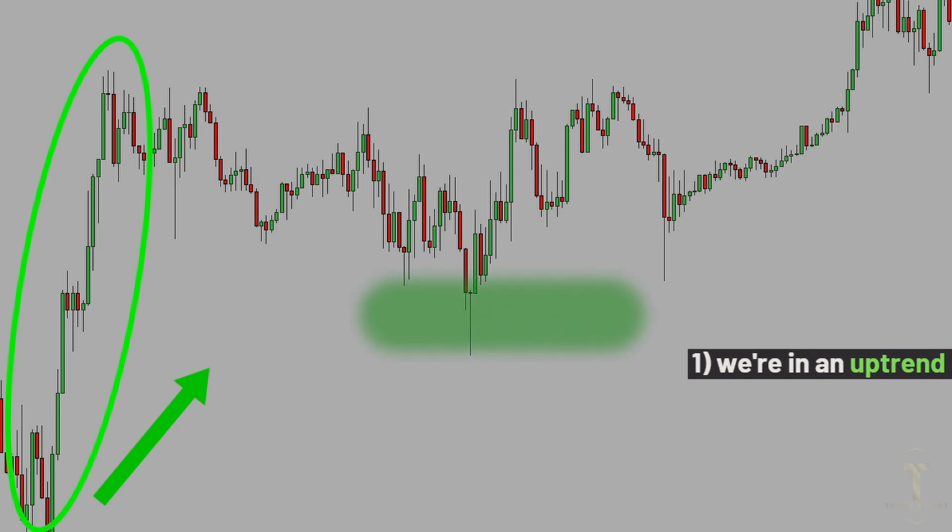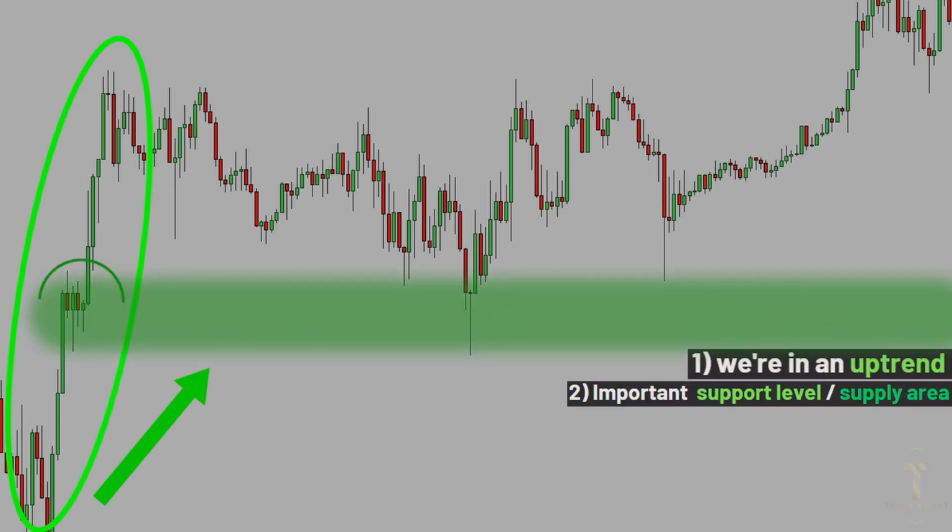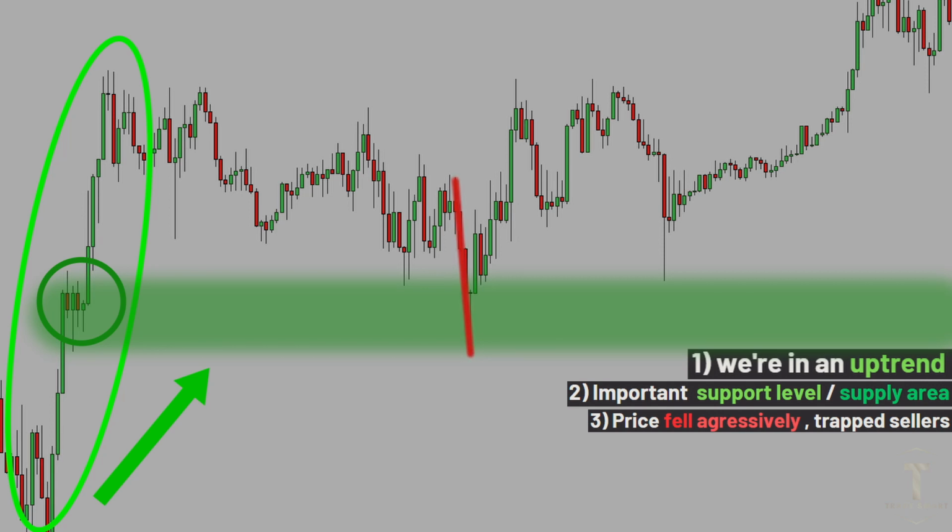Secondly, this candle formed at a crucial support level, which also acts as a supply area. And thirdly, the price dipped significantly, triggering selling by many traders, only to be aggressively rejected and falling into a trap. But let's see how the trap looked before getting rejected.